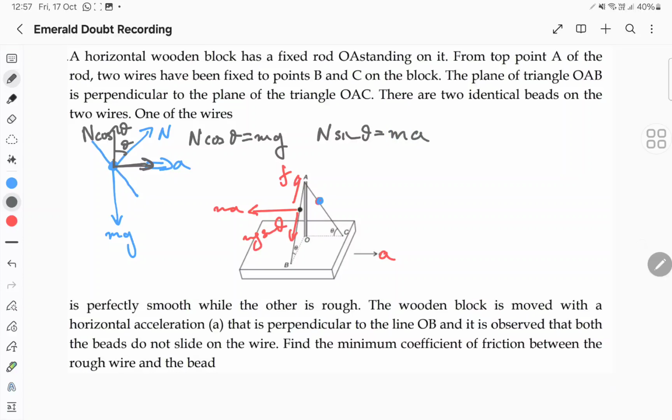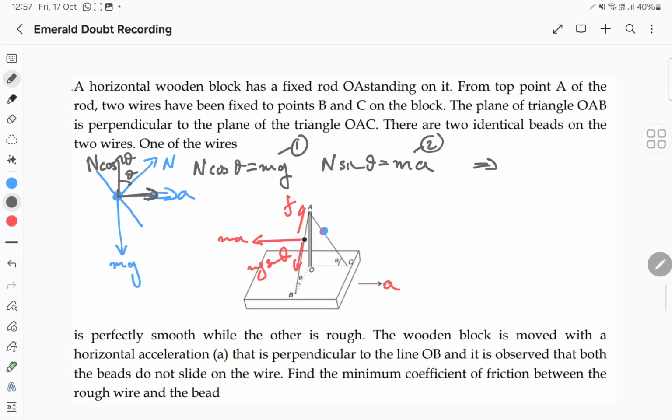You can divide equation 1 and equation 2, and you'll get the standard relation for a. In front of a is sin theta, so a will be sin by cos, which is g tan theta. So that's your a. Now we are going to use this a because in the other wire your normal reaction would be not only because of the mg cos theta component, which is somewhat like this, mg cos theta will give a normal reaction.